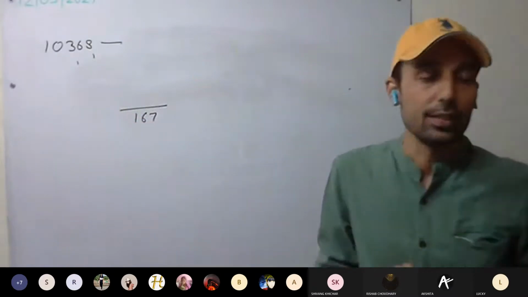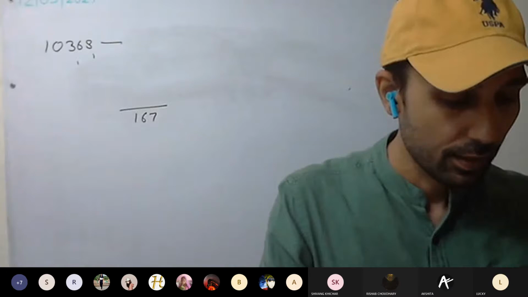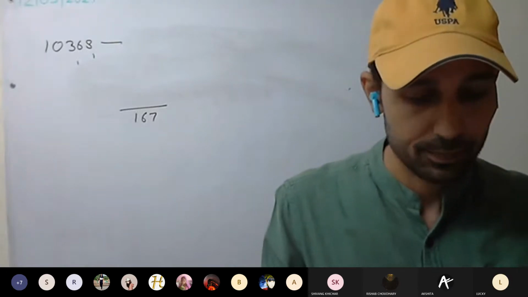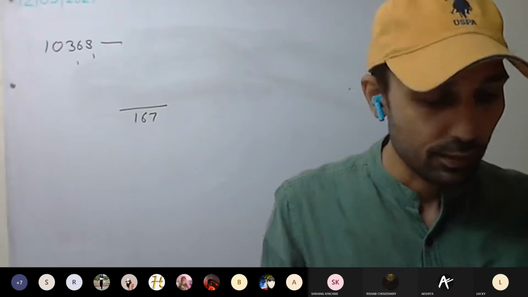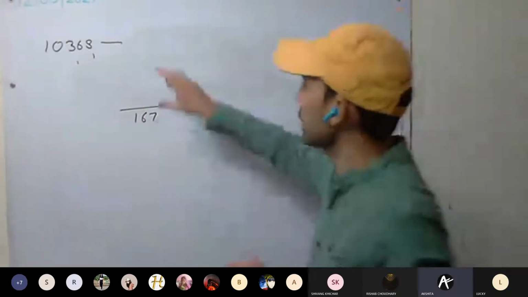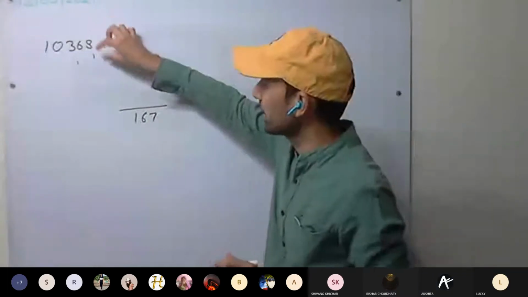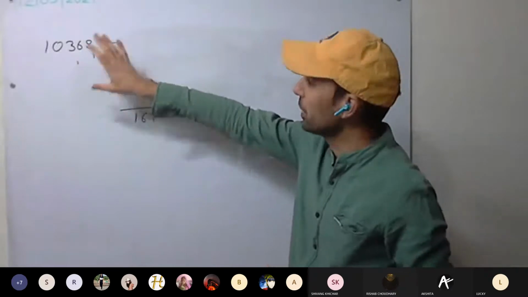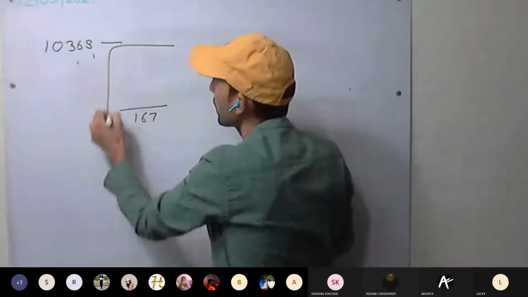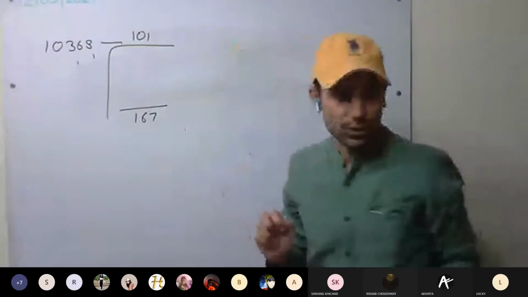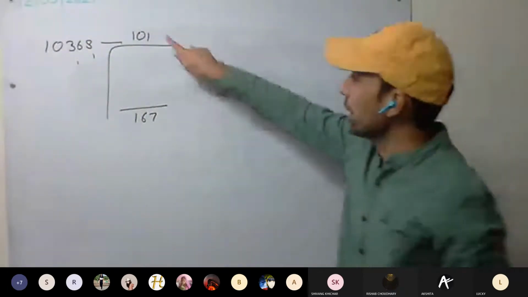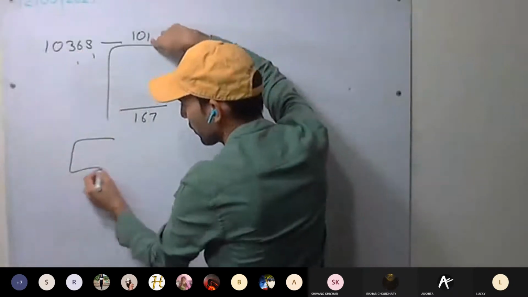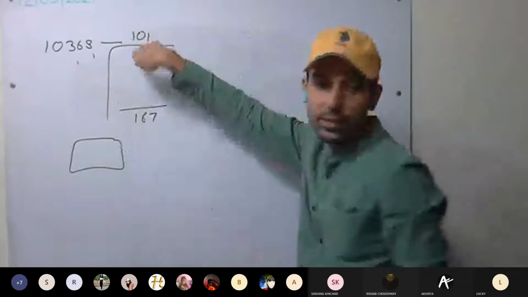Yes or no? 167 was the remainder. We have done that one. Yes, sir. So by what number must it be decreased? Because we don't want the remainder, we'll subtract the remainder from this number, and that will be the perfect square. Here we got 101. So if we subtract 167 from this, whatever result we have, that will be the square of 101.